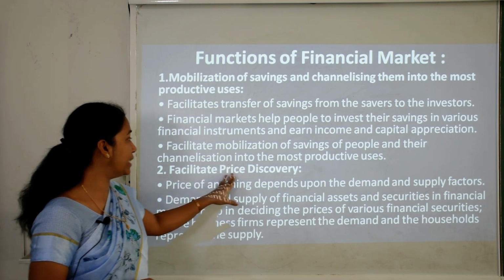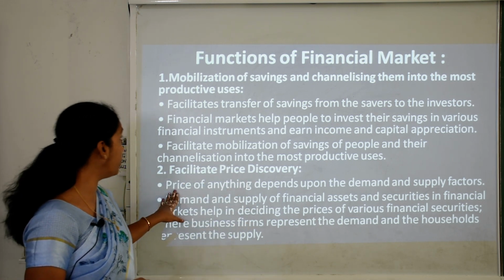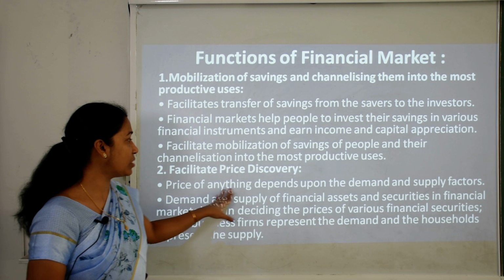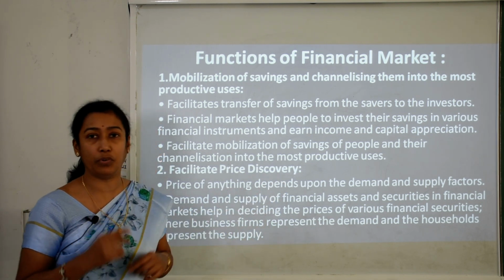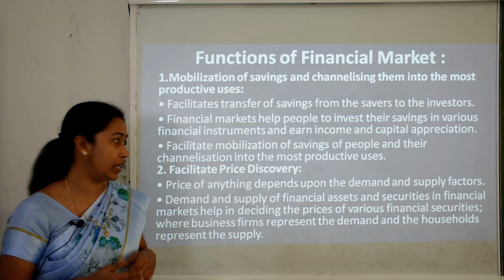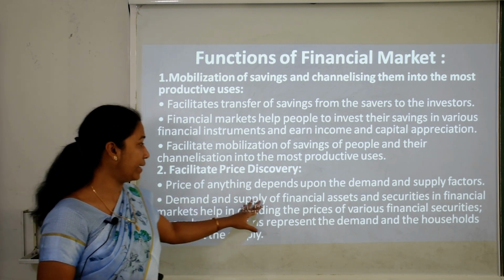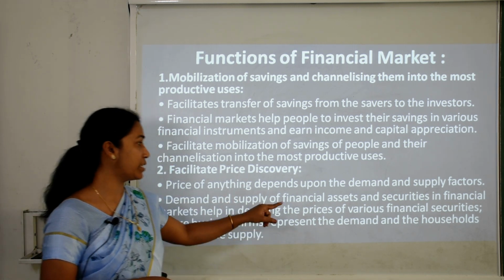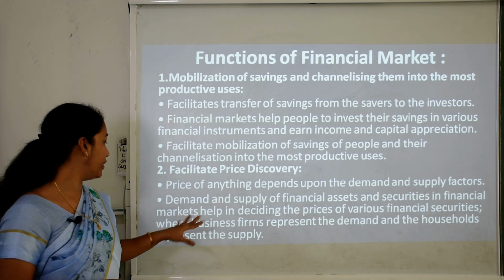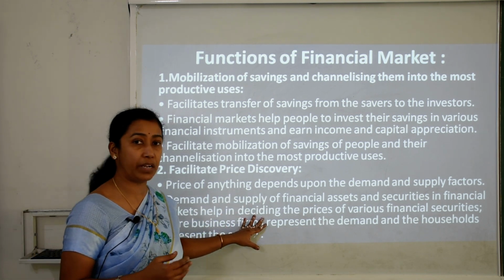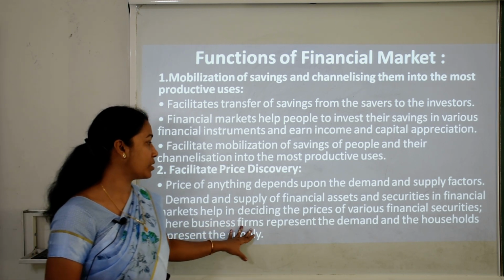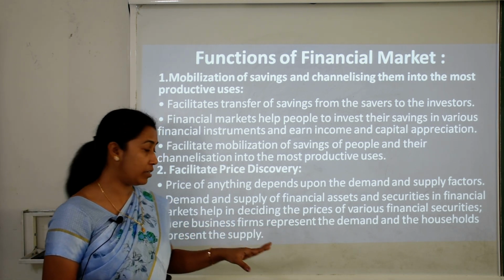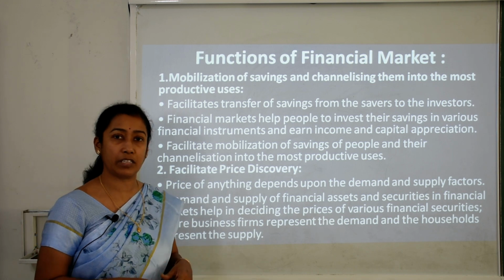Then second, it facilitates price discovery. Because of financial market, the price of any product depends upon two forces of the market, that is demand as well as supply. So demand and supply of financial assets and securities in financial market help in deciding the prices of various financial securities, where business firms represent the demand and the households represent the supply.